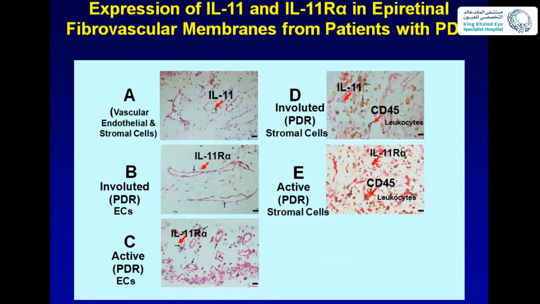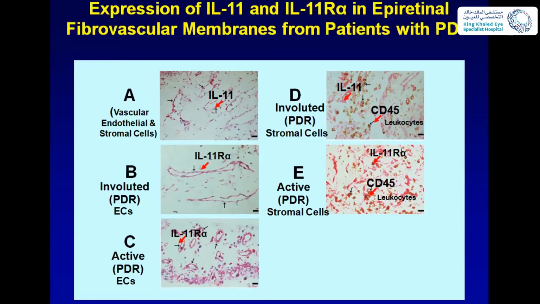Now we have discussed CD163. Now interleukin 11, this cytokine, we are focusing on this cytokine. This is a very dangerous molecule, a very nasty molecule. When its level is high in PDR, it leads to a disastrous condition. In this epiretinal fibrocellular membrane, we have seen expression of the ligand interleukin 11 in the vascular endothelium and in the stromal cells.